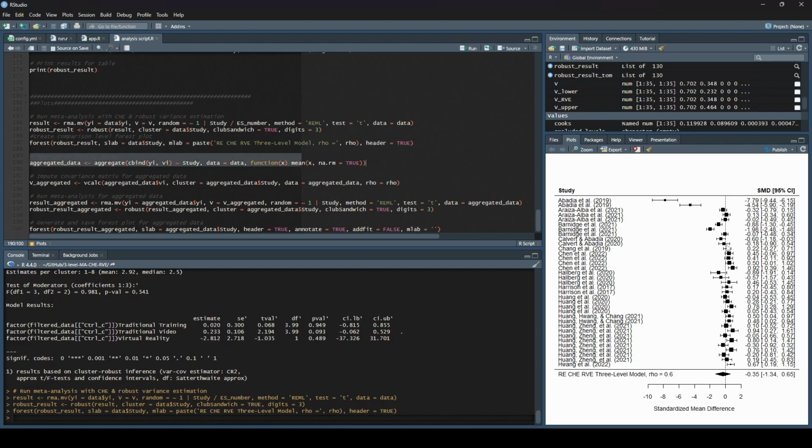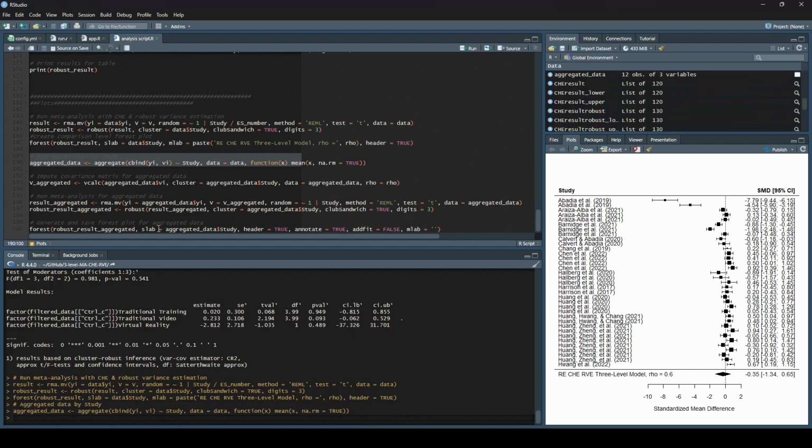And so what I mean by this is when we look over here, you can see we have Abadia et al. twice, Ariza et al. 3 times. And so instead, we might want to know what the effect sizes were by study instead of by comparison. So what we can do is first aggregate this data. That's what we're going to do in this next step: aggregate it based on the study itself. So I'm going to go ahead and hit run.